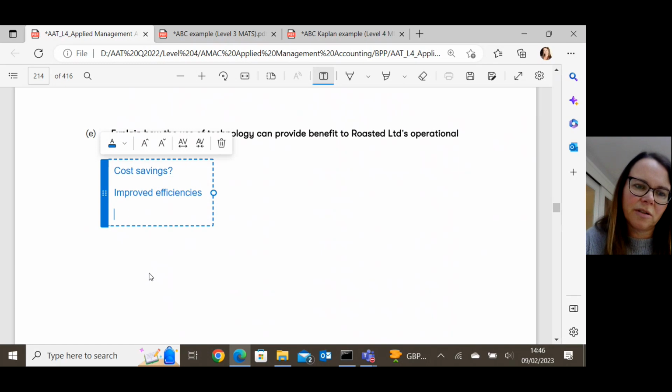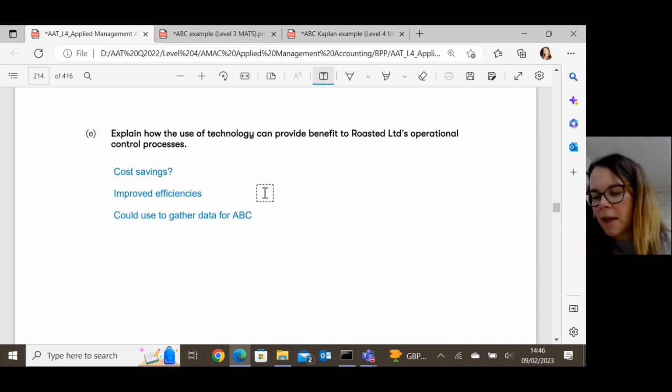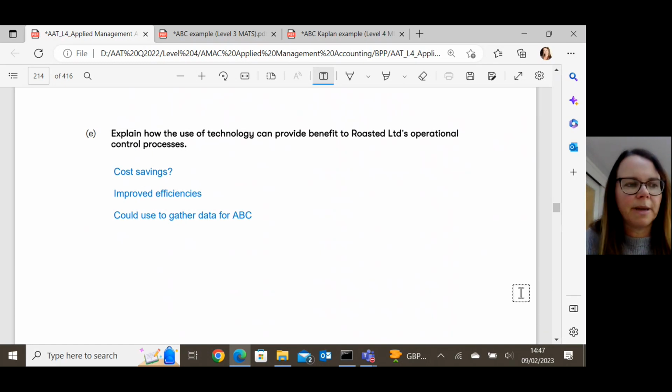Could use to gather data for activity-based costing. Again, you would have to elaborate on that a little bit more. Please do have a look at the suggested answer in the book, but that's the sort of thing that you should be coming up with, and not one to just skip over. Okay, so that's activity number 1.